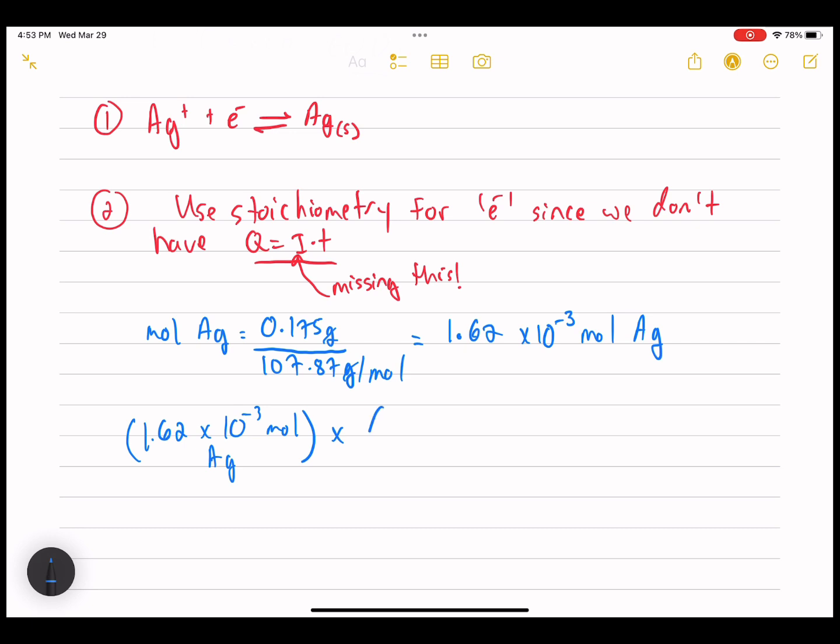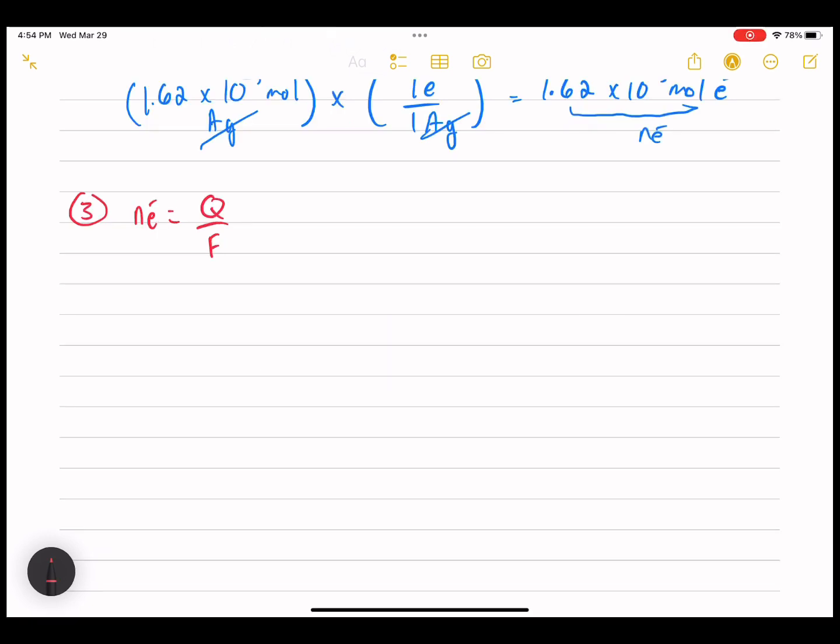So 1.62 times 10 to the negative 3 moles of silver multiplied by 1 electron over 1 silver solid. That refers back to the reaction up in number 1. And then we're left with about 1.62 times 10 to the negative 3 moles of electrons. Now remember that in this question, what we want to do is solve for current. So the moles of electrons that I've just found could be the n_e in our formula. So I can expand this to I times T over Faraday's constant. And then I know that I'm solving for I.